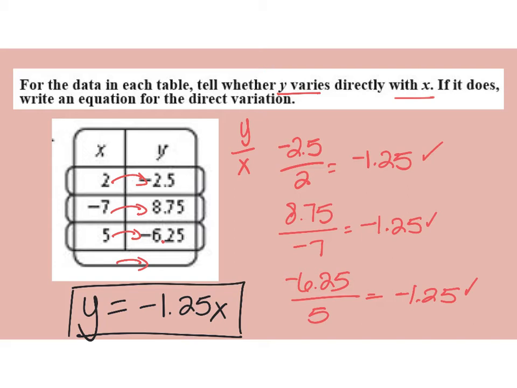So this means that if you're asked for the constant of variation, the constant is negative 1.25. But the equation is y equals negative 1.25x. So keep in mind, you use the same data, you just use it in a different way: one is an equation, one is just a constant.